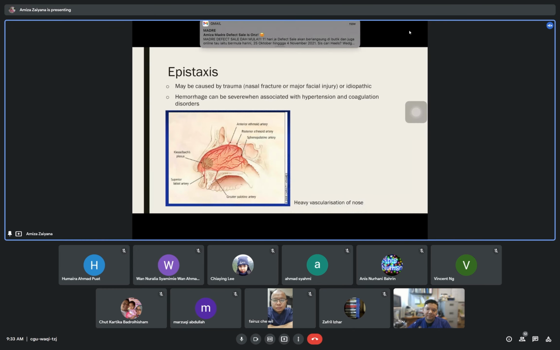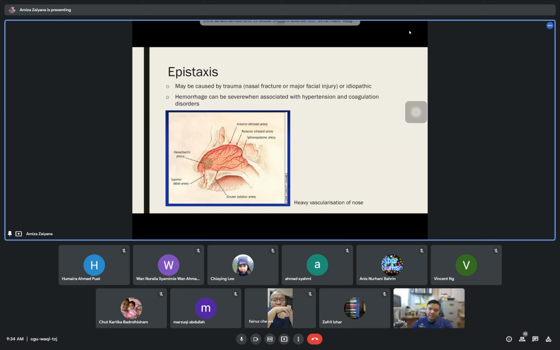Next is epistaxis. Epistaxis may be caused by trauma or be idiopathic. Trauma usually includes nasal fracture or major facial injury. Hemorrhage can be severe when associated with hypertension and also coagulation disorder.